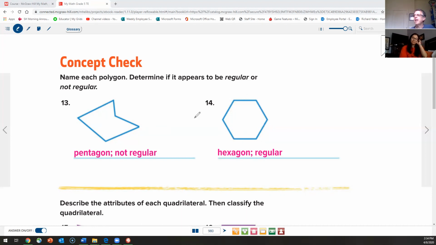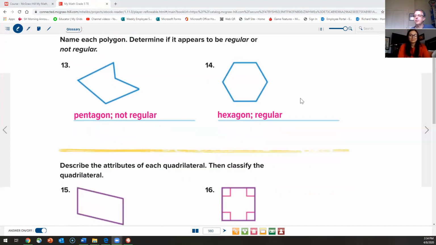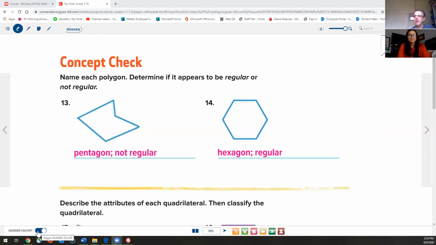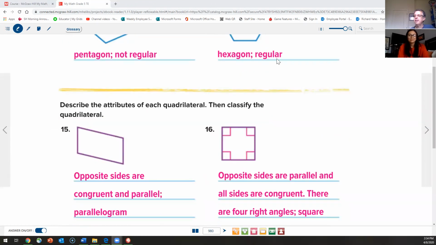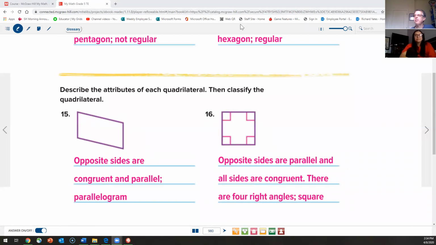We're going to go ahead and move on down now to our 15 and 16. And let's go ahead and scroll over to here. And go ahead and tell us about number 15, Ms. Garcia. All right, so for both 15 and 16, they wanted you guys to describe the attributes of each quadrilateral and then classify what the quadrilateral is. So for number 15, they said the opposite sides are congruent, which means same size and same shape, as well as parallel, which means that they will never intersect.